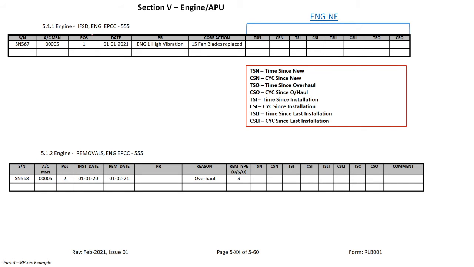Now let's move to the next slide and see what type of supporting information we have. We're going to start from engine in-flight shutdown. What we have here is the engine model or part number. In the table, we have engine serial number, aircraft manufacturer serial number, when this engine was or is installed, engine position, date, problem reported: engine number 1, high vibration; corrective actions: 15 fan blades replaced.